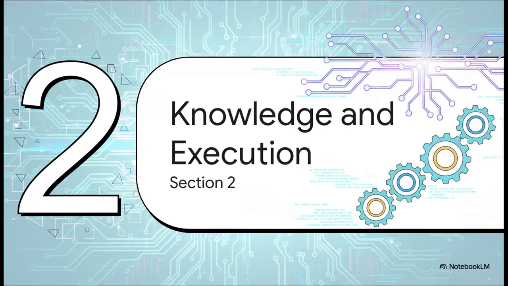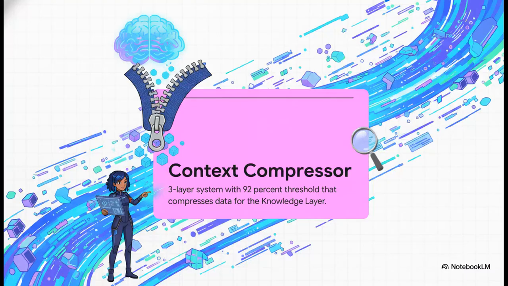Moving right along to section 2, the engine, comprising the knowledge and execution layers. Now, what's really interesting here is how the system handles the massive amount of context you need for coding. The knowledge layer feeds the engine, and it uses something called a context compressor. This is a brilliant 3-layer system with a 92% threshold that essentially just zips up your code-based data. By compressing this context, it makes sure the AI has all the relevant information it needs without getting totally overwhelmed by the sheer size of the files it has to read.